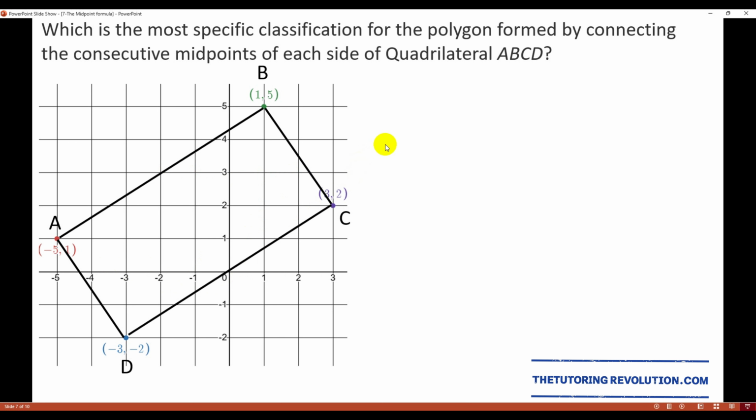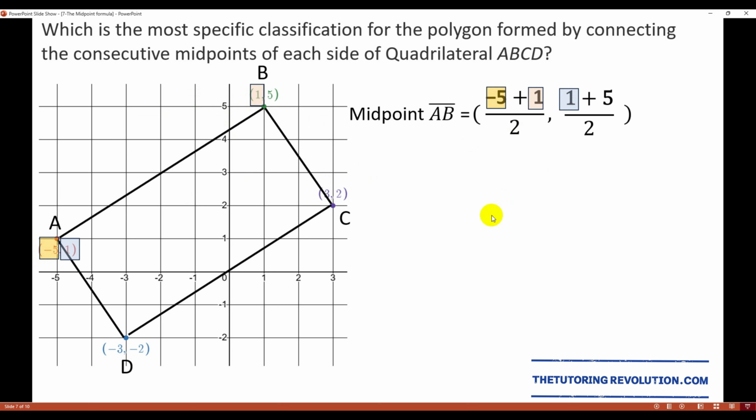So first, let's find those midpoints, right? We're going to be applying our formula. To find the midpoint of the side AB, we average the x's here, negative 5 plus 1 divided by 2, and then 1 plus 5 divided by 2. That will give us this coordinate here for the midpoint, which is negative 2, 3.